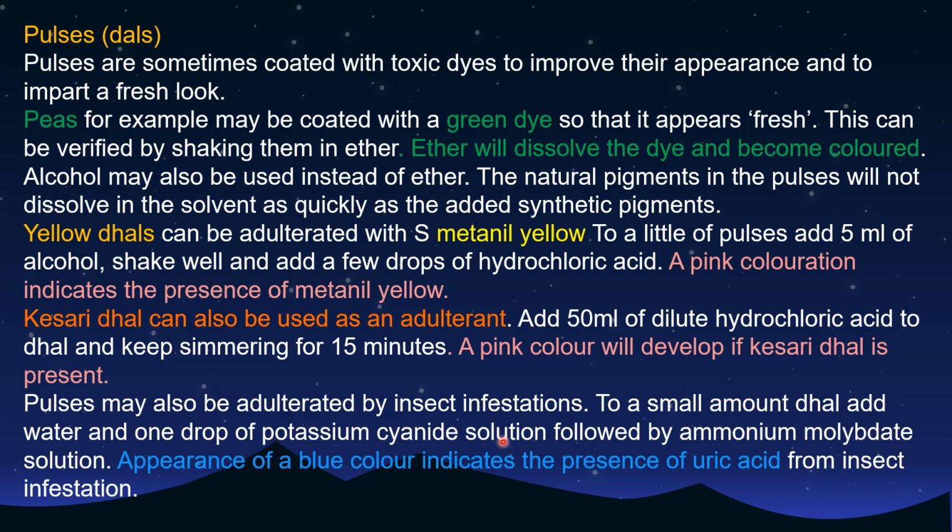Next, insect infestation can be there. If insect infestation is there, uric acid will be produced as a byproduct. We can treat it with 1 drop of potassium cyanide followed by ammonium molybdate solution. We will get a blue color if uric acid from insect infestation is there.